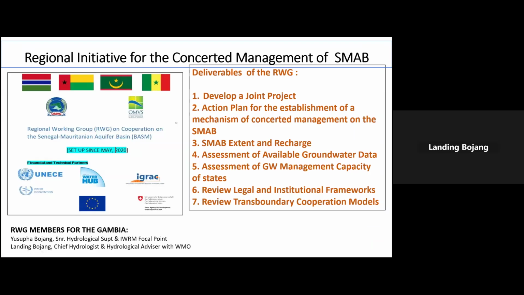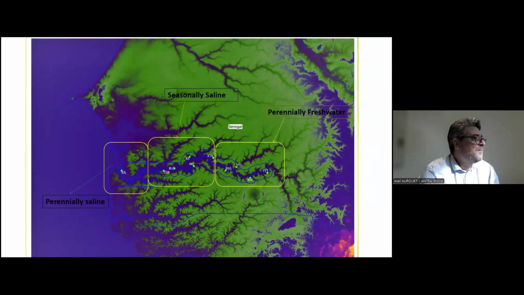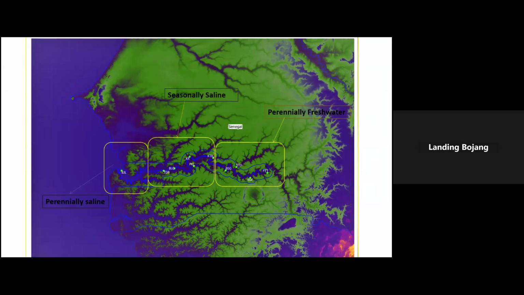This one is also contributing to the previous slide. These are some of the deliverables of the regional working group during its working period. There was a joint project and an action plan for the establishment of a mechanism for concerted management of the SMAB. There was a study on the extent and recharge and assessment of available groundwater data, assessment of groundwater management capacity in all the states, and the review of legal and institutional frameworks, as well as transboundary cooperation models. All these things were reviewed, and then the regional working group with other stakeholders has to come up with the most appropriate transboundary cooperation model for the aquifer system. Next slide. Okay, and can you tell us maybe more about the aquifer and the water resource in Gambia?